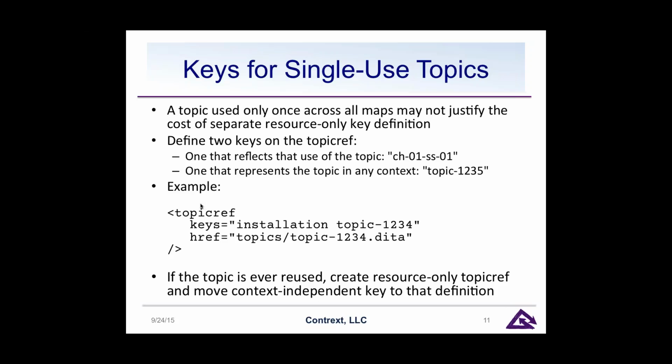And here's an example of that. I have a keys attribute. The reason it's called keys is because you can specify multiple key names in the attribute itself. Right? So here I have two values pointing to the same topic. Now, if that topic's ever reused, you can then, at that time, create that separate resource-only key definition and move the context-independent key to that key definition. All your key references still work, but you've got everything organized correctly.